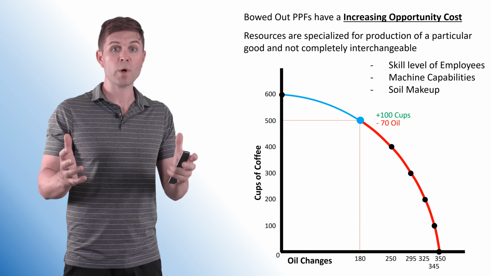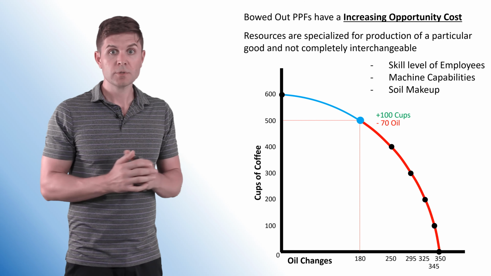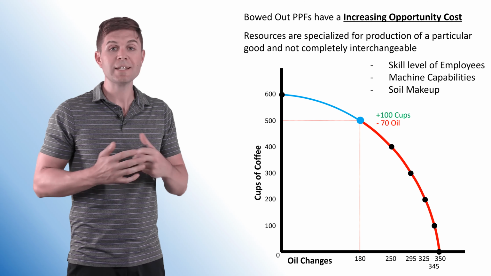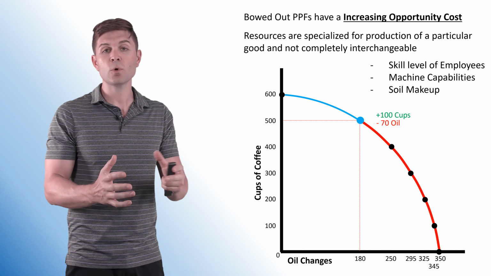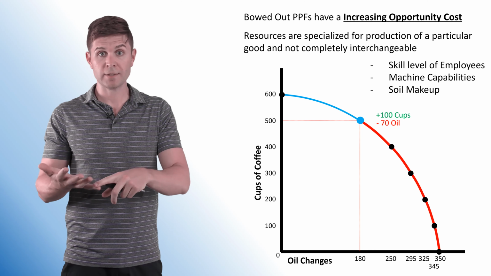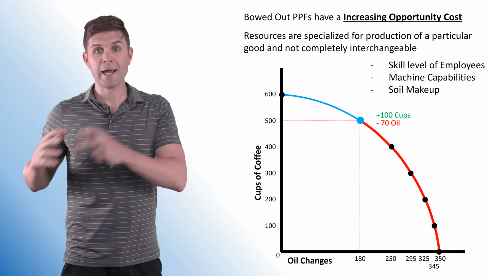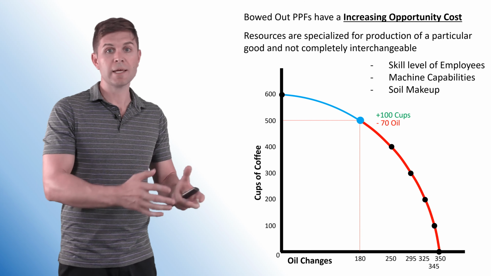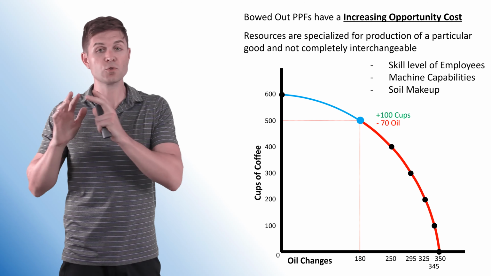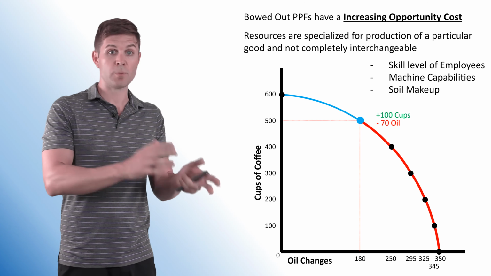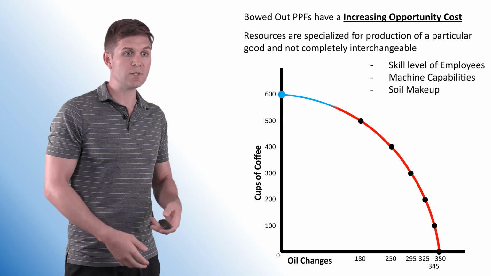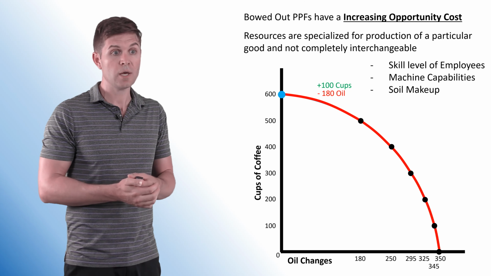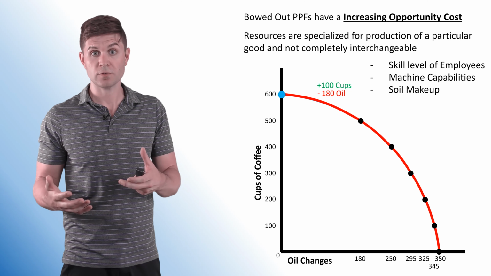And that's the problem with bowed out production possibility frontiers. It's indicating that the resources are very specialized, whether it's the land factor of production, the machines that they're using, or the labor itself. They are skilled towards one task and not so much towards the other. So as we continue, this last 100 cups of coffee cost them 180 oil changes.